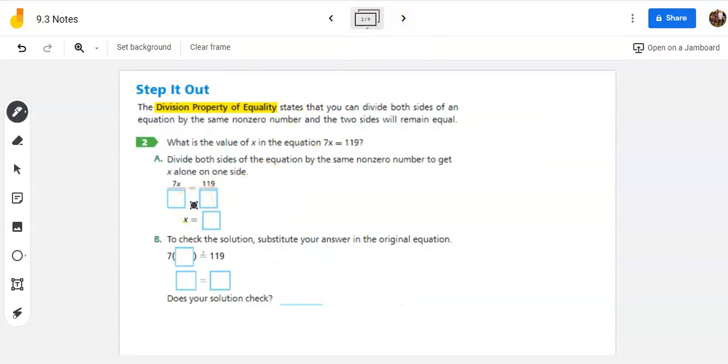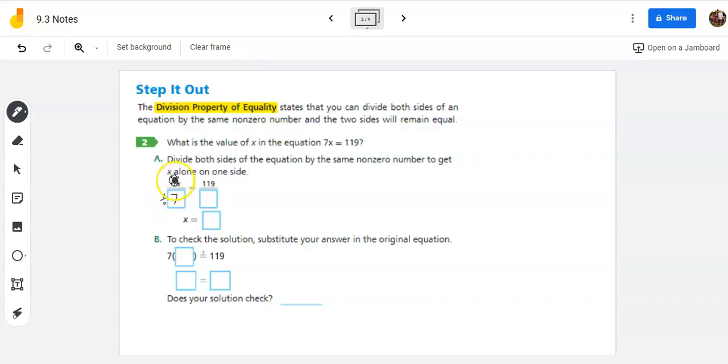Okay, let's look at number 2 here. What is the value of x in the equation 7x equals 119? Remember, a letter and a number next to each other mean multiplication, and they already have it up here for you. It says divide both sides of the equation by the same non-zero number to get x alone on each side. So the number that is by x is 7, and it was multiplying, so we need to divide it.